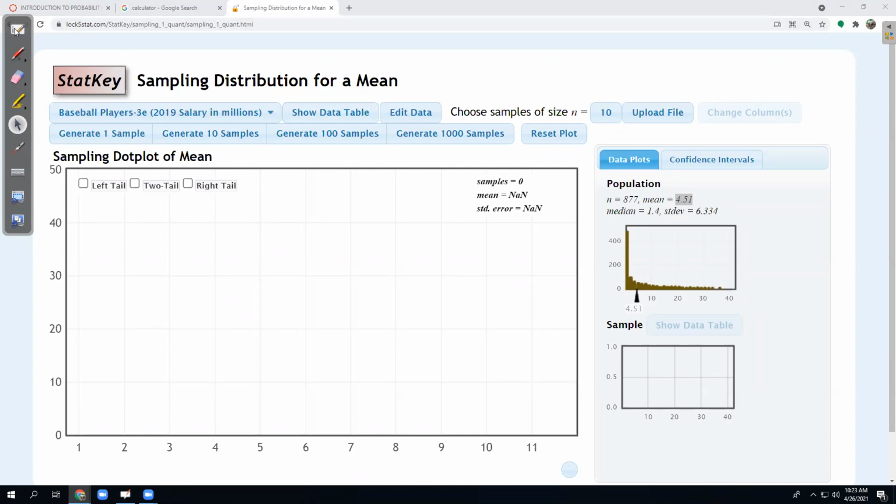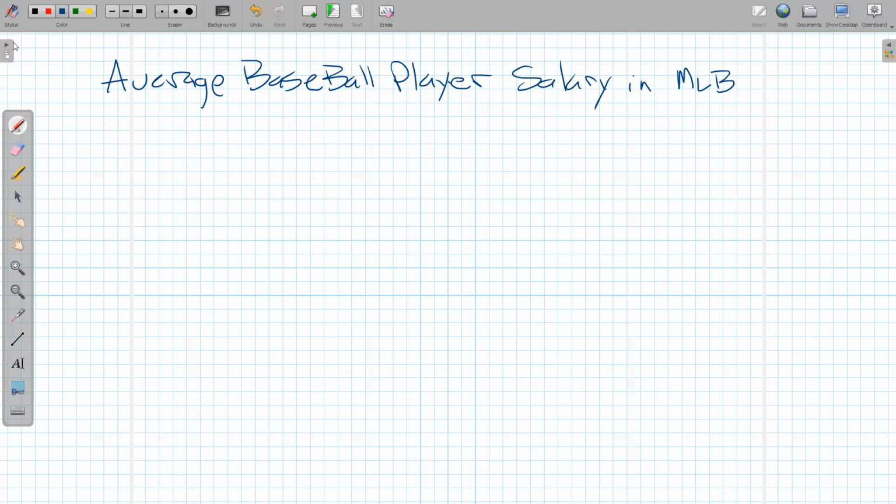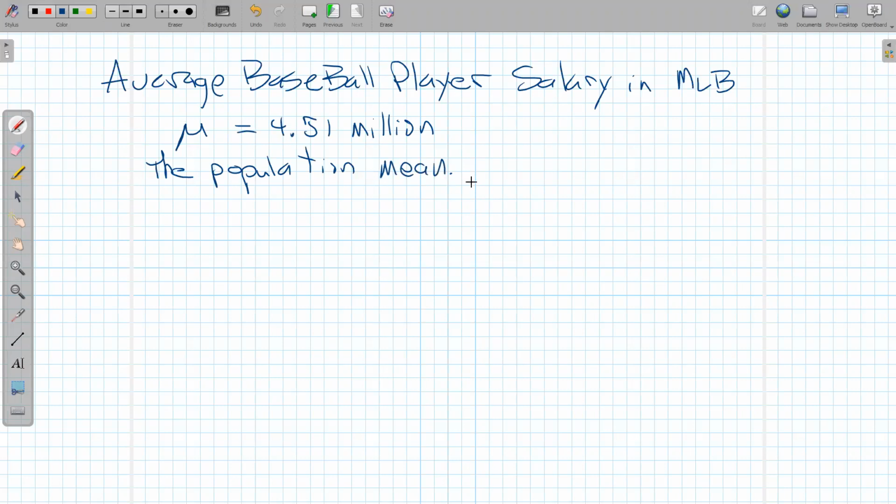4.51 million. And this would be mu, because I do have the whole population, 4.51 million. So this is the population mean, not a sample mean. As far as accuracy, it's as accurate as the data given by Major League Baseball. So we don't have any error in estimation here because this is the actual number.